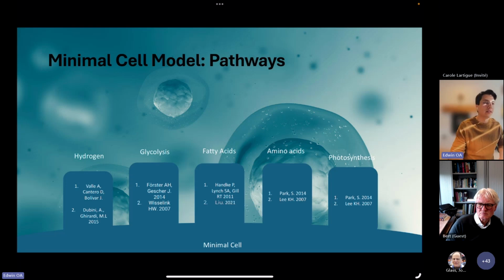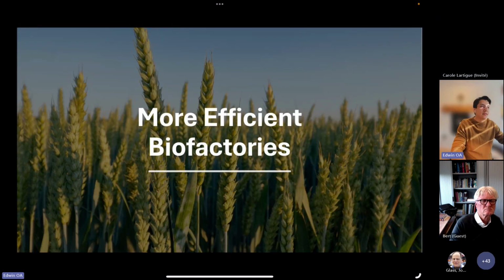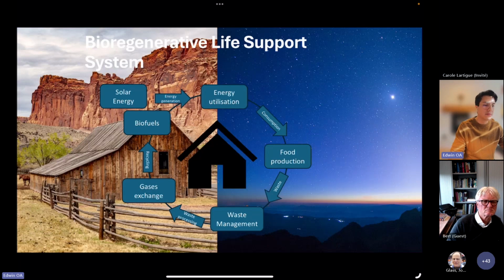So we can start engineering hydrogen metabolic pathways if we already know how far the current energetic cost is to the thermodynamic minimum. And we can engineer all of these pathways to be more efficient with glycolysis, fatty acids, amino acids, you name it. I just put a couple of examples in here. And this, in theory, can give us more efficient biofactories. And more efficient biofactories can give us, well, the tools to be fully sustainable.